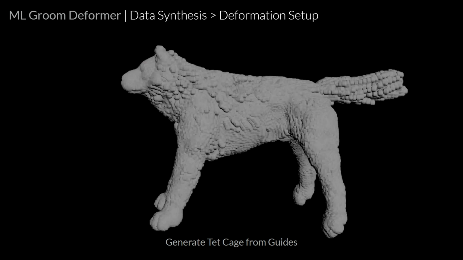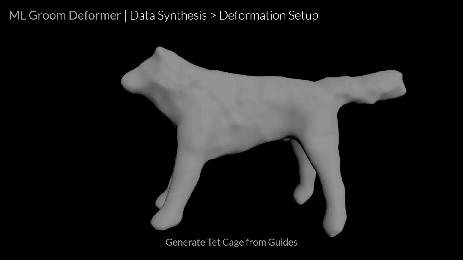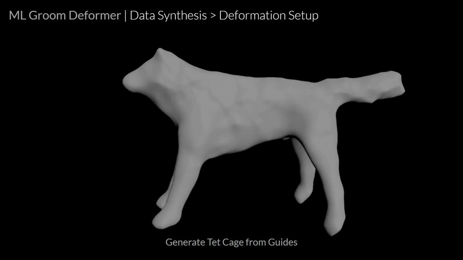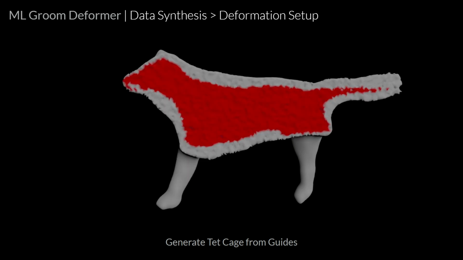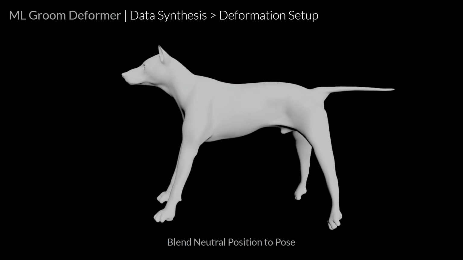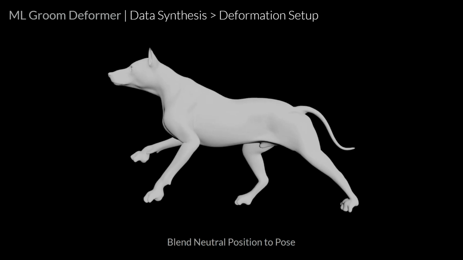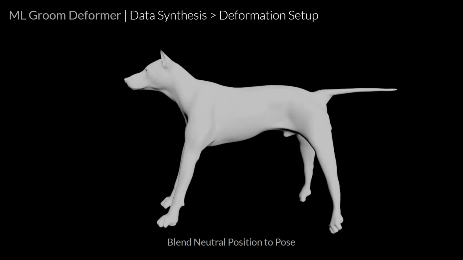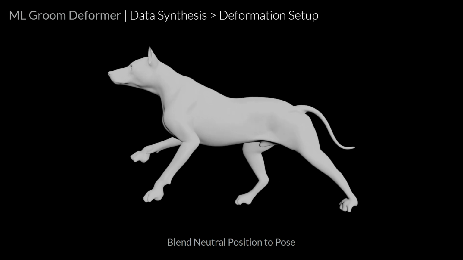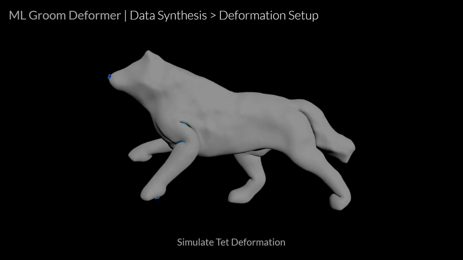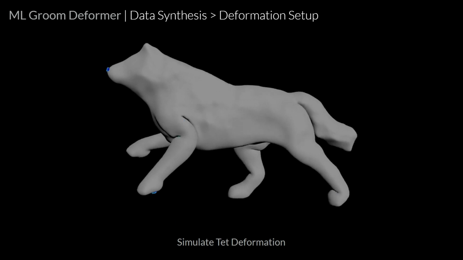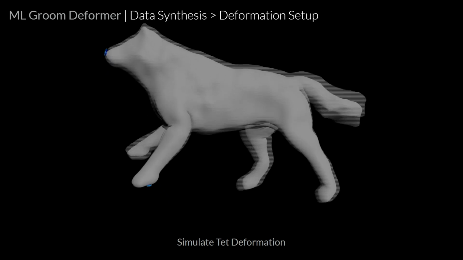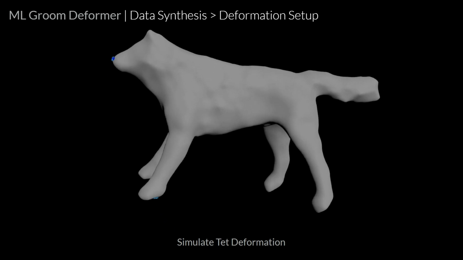As a first step, I'm turning the groom into a VDB and then into a tet cage that I'm going to use to simulate the guides. In a second step, I'm blending from a neutral position to the current pose I want to simulate. This will be the animation that you feed to the simulation. Then you simulate your tet deformation, which gives you those nice collisions that you can't really achieve using just so few hair guides.